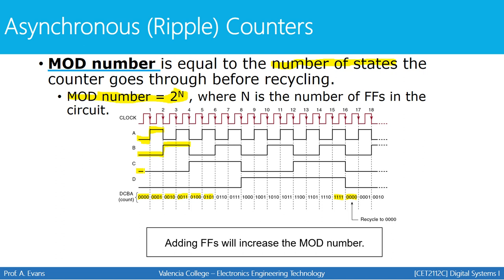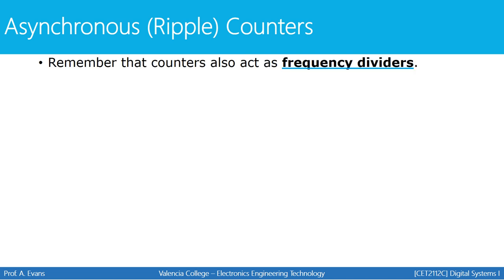If you look at flip-flop C, the period for flip-flop C is going to take 8 time periods to complete, twice as long as the one before. So we call that period doubling. The period gets longer and longer and longer. And since period and frequency have an inverse relationship, if the period doubles, the frequency is then divided by 2. So any counter can also be called a frequency divider.